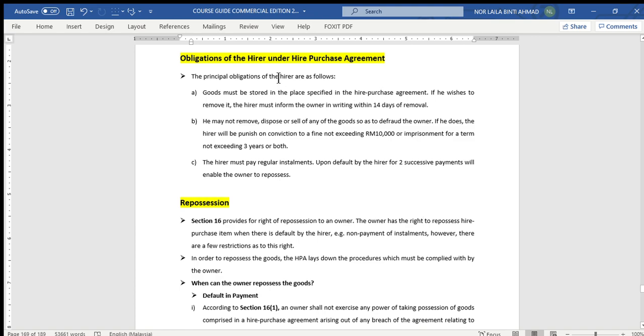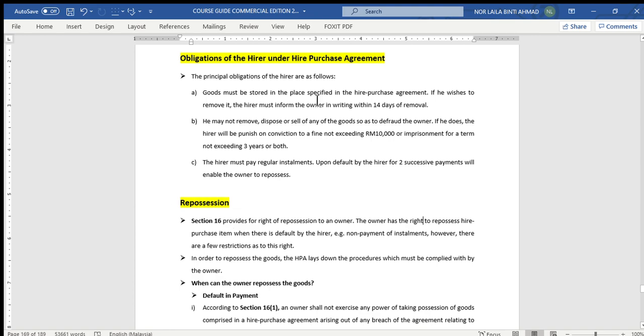As the hirer, we have to keep the goods according to the registered address, and if we would like to remove them to another specified place, then you must obtain approval from the magistrate court. You have to inform the owner. You cannot dispose, remove or sell any of the goods without the consent of the owner. And last but not least, the hirer must pay regular installments.